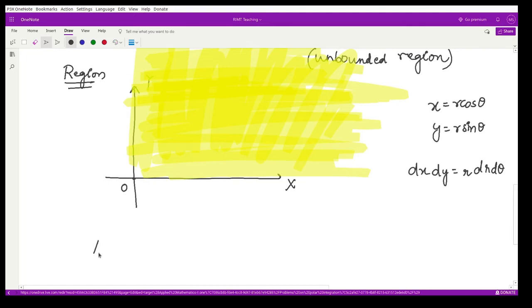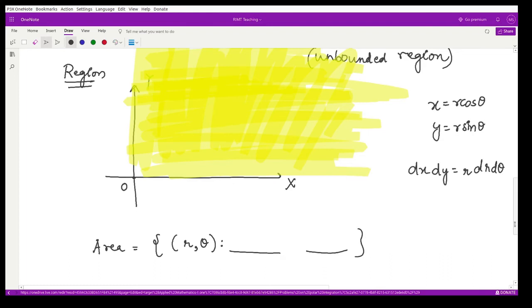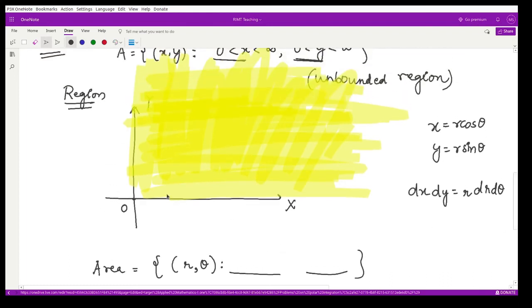So you have to see your area now becomes what all points. In this case your area would be all the points (r, theta), such that you have to determine the limits of r as well as theta. Now if you see from here, to determine theta, it is very straightforward. At this arc, what is the value of theta? The value of theta here is equal to 0 degrees.